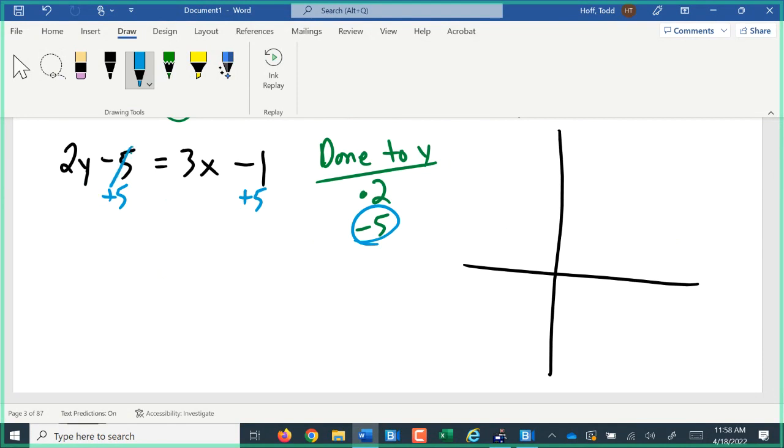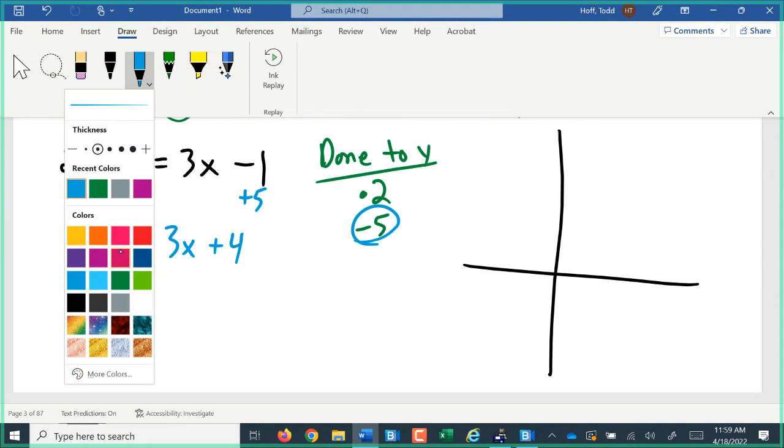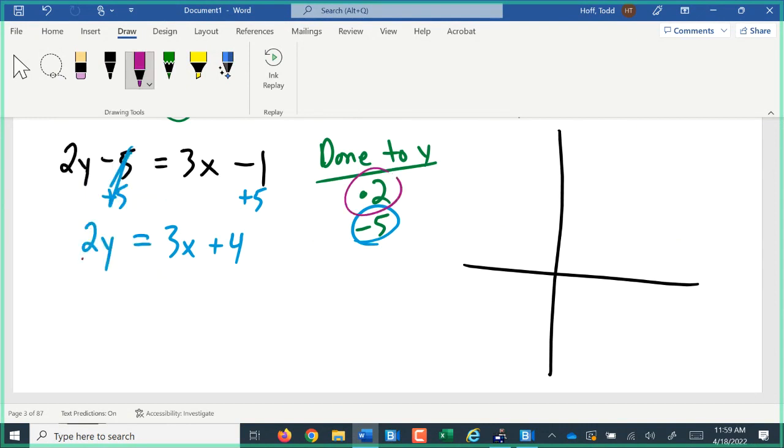So on the left side, the negative 5 and the positive 5 cancel out. We're left with 2y. On the right side, the 3x is not affected, but negative 1, 1 plus 5 ones is a positive 4 ones, or just a positive 4. Then we need to divide by 2 to get rid of the multiplying by 2. Remember, when we multiply or divide, we can do it to every piece. So the 2 cancels out there, we get y. 3x divided by 2, again, we just turn it into a fraction, 3 over 2 times x. 4 divided by 2 is a positive 2.